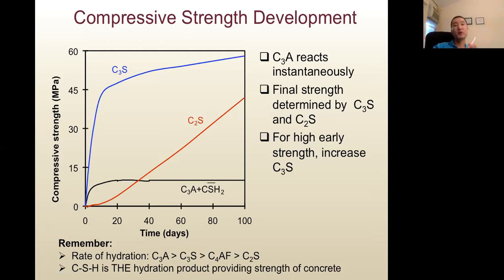Now, the difference between C3S and C2S is, again, C3S will react much faster, as we can see from here. It will achieve around 60% of its strength in the first week, also less than the first week. But C2S will continue to increase its strength after several months. So for higher early strengths, we should increase C3S. Now remember the key point. The rate of hydration: C3A is the fastest, C3S is second, C4AF third, and C2S is the slowest. And remember, CSH is the hydration product providing the strength of concrete, not ettringite, not AFm, and not calcium hydroxide.